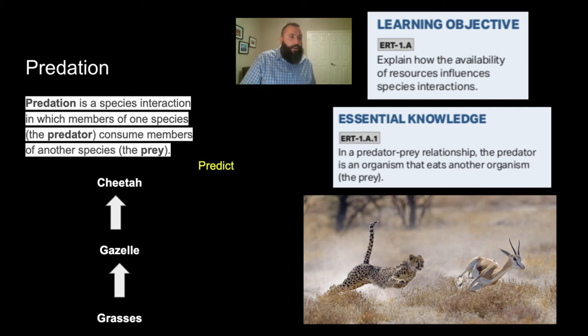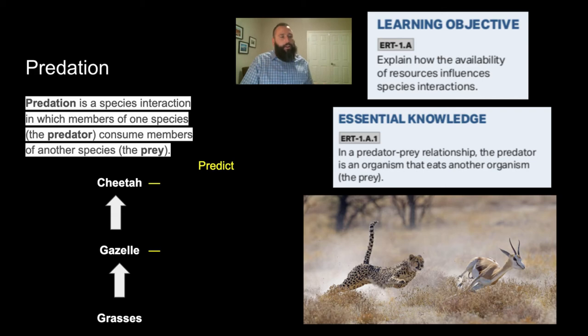So let's make a prediction here, right? Think about our learning objective today: explain how the availability of resources influences species interaction, and the amount of prey is absolutely a resource if you're a predator, right? So imagine for a moment that we had a decrease in the population of the gazelles. Predict what might happen with the population of cheetahs. Will they increase or decrease? Well, since there's a decrease in the gazelle population, there's less food for the cheetahs then. So the cheetah population is also going to decrease.